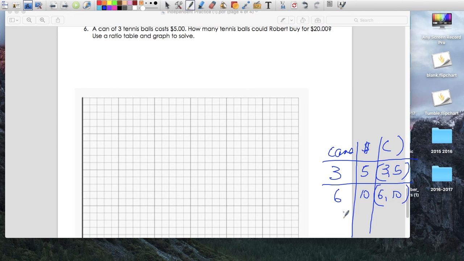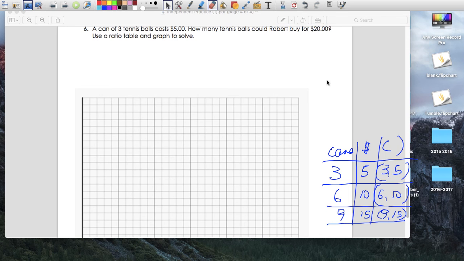If I go 9 cans, I'm going to spend $15. That's 9 and 15, sorry. And then 12 cans, I'm going to pay $20. And it's going to be 12 and 20. I'm going to erase the last one just so that you see how we can use a graph here to predict.